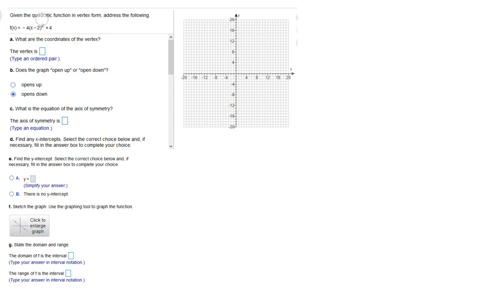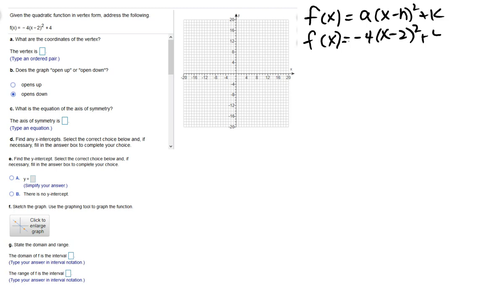This example says, given the quadratic function in vertex form, address the following. Our function f of x equals negative 4 times x minus 2 squared plus 4. Part A, what are the coordinates of the vertex? So as the directions mentioned, this is a function in vertex form, and vertex form is f of x equals a times x minus h squared plus k. Our function is written in that exact form, negative 4 times x minus 2 squared plus 4.